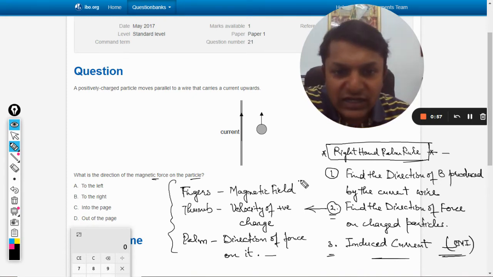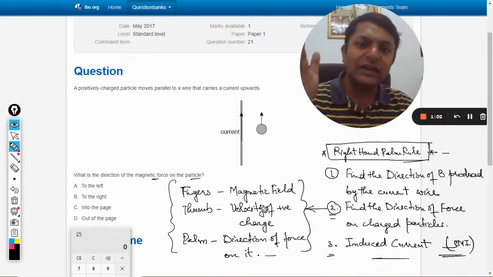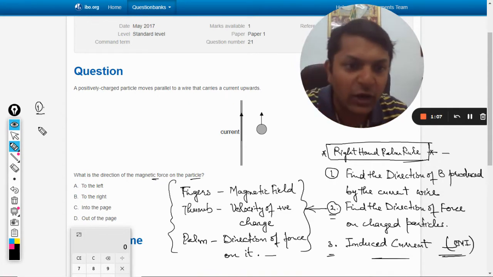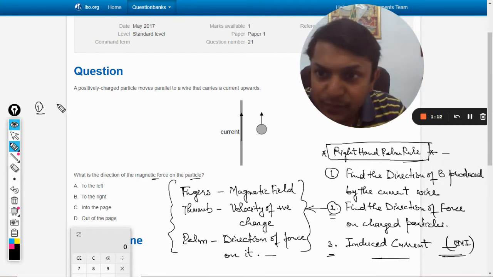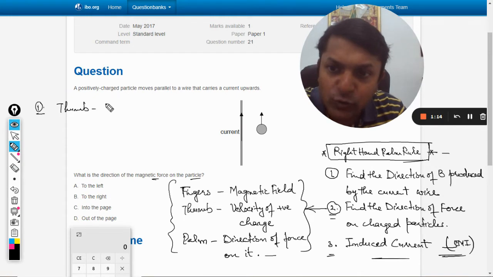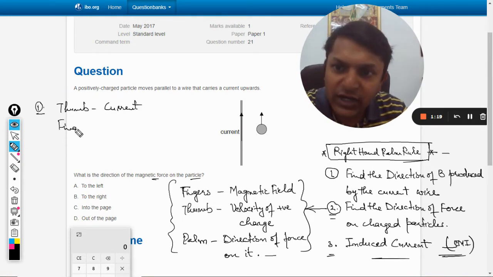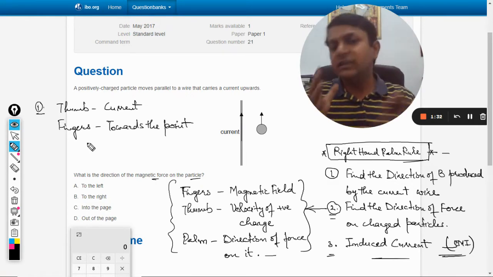Type 2 is clearly written on your screen, that is, fingers are pointing towards the magnetic field and all that. We will see it. But type 1 is not written. I'm sorry for that, so I'm writing type 1 now, for finding the direction. We use our right hand, and we point our thumb towards the direction of the electric current in the wire, and we point our fingers towards the point where we want to find the magnetic field.